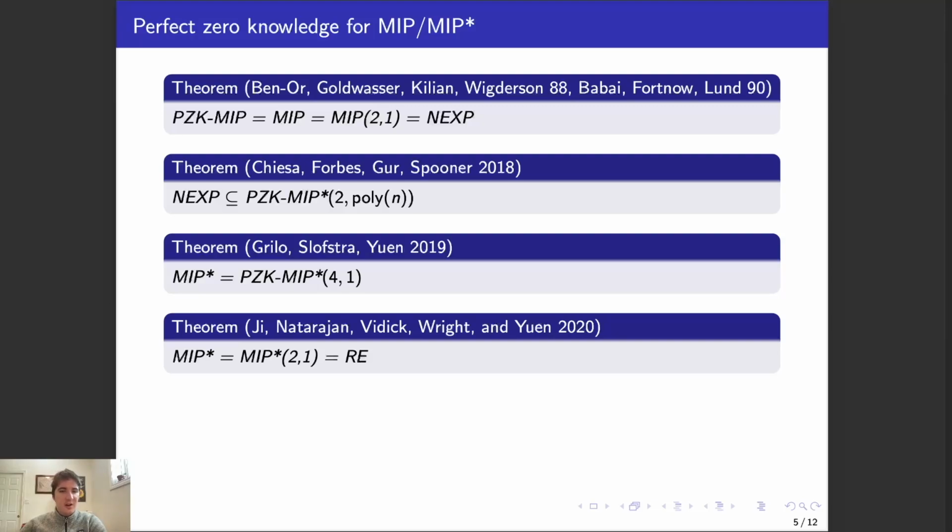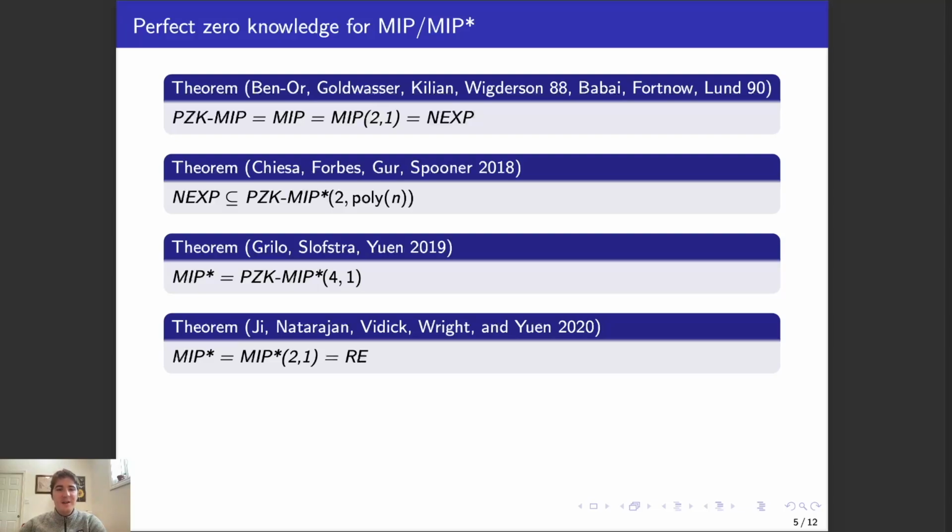After the introduction of MIP*, Chiesa, Forbes, Gur, and Spooner showed in 2018 that NEXP is contained in perfect zero-knowledge MIP* with 2 provers and polynomially many rounds of interaction. So perfect zero-knowledge proofs with entanglement are at least as powerful as classical multi-prover interactive proofs.